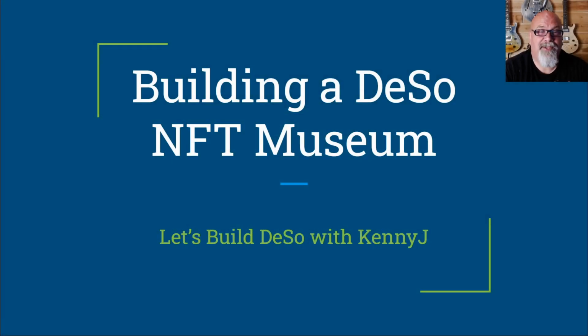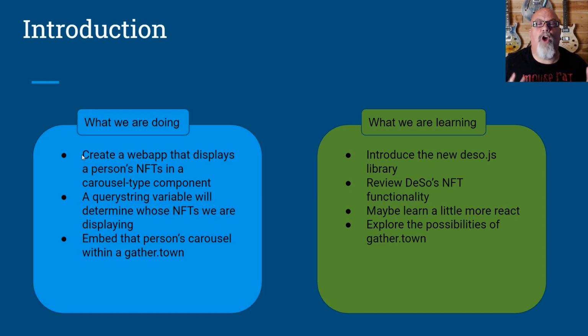And let's build DeSo. So first of all, let's give an overview of what we'll be doing today. So we're going to be creating a web app that displays a person's NFTs in a carousel type component. And we'll be doing this within Replit. And within that web app, we want the ability to pass in a querystring variable that will determine whose NFTs we will be displaying. And then we'll show how to embed that URL within GatherTown.